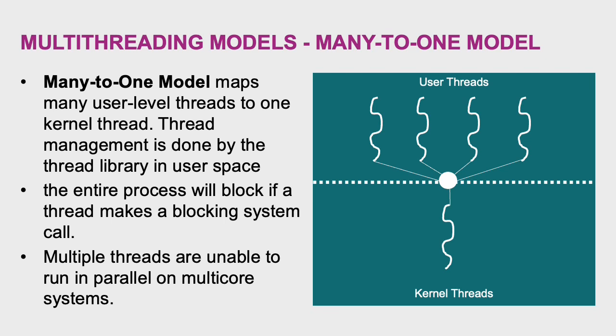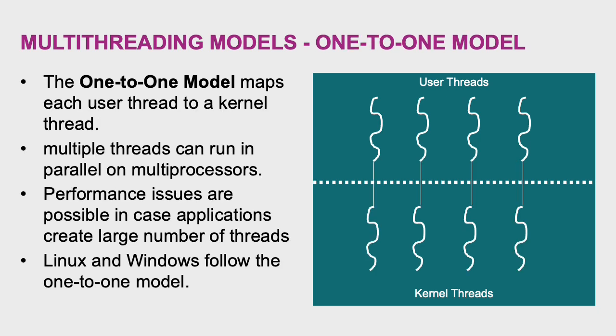In addition, the model cannot take advantage of computational resources provided by multi-core systems, as multiple threads cannot be executed in parallel. Due to its extreme simplicity, and despite its limitations, the many-to-one model was adopted by the early releases of the Java Virtual Machine.